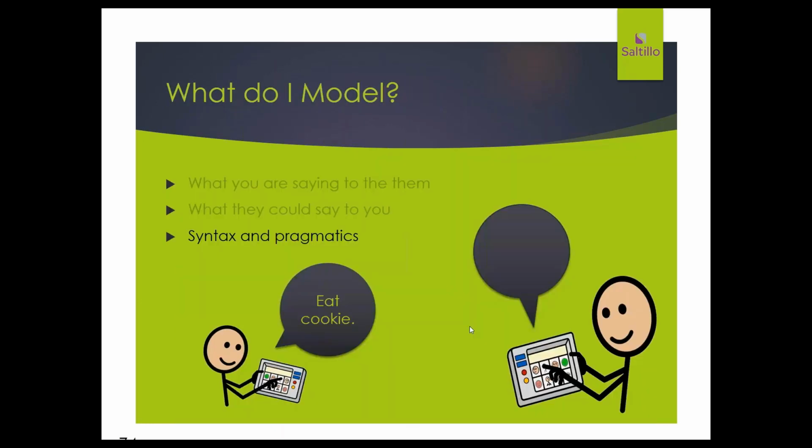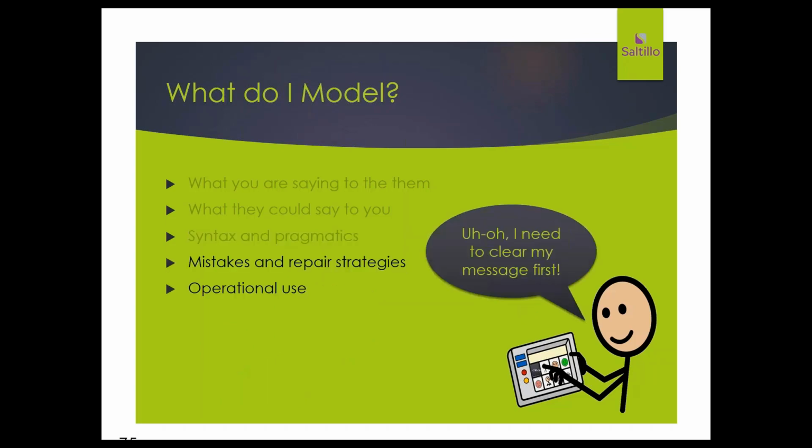So those are some great examples of what you are saying to them, right? Because she just said my turn in that first example, or what they could say to you. So she was prepping him with questions that he could ask. You can also model different syntax and pragmatics. So you can model eat more cookie, right? Just giving him, or the client, more words to model and use. You could model pragmatics, so eat cookie please, okay? Using some of those social functions there.